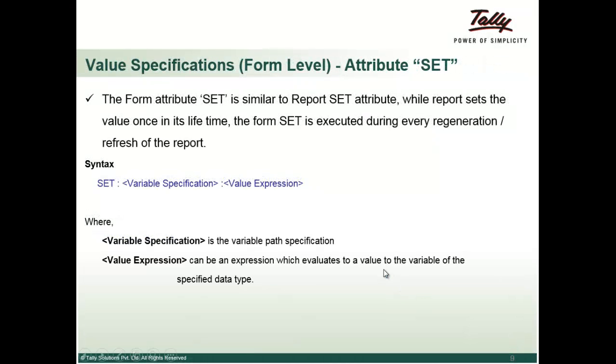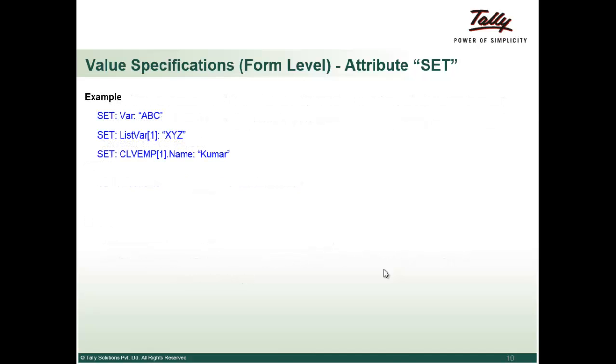So next one, we have a form level set. The form attribute set is similar to report set attribute. While report sets the value once in its lifetime, the form sets the value each and every time the form is executed or refreshed. So similar to the report, you also give a set at form level. And the use of it is, whenever the form gets refreshed or re-executed, this value to the variable will be set. So it follows the same nature, same syntax.